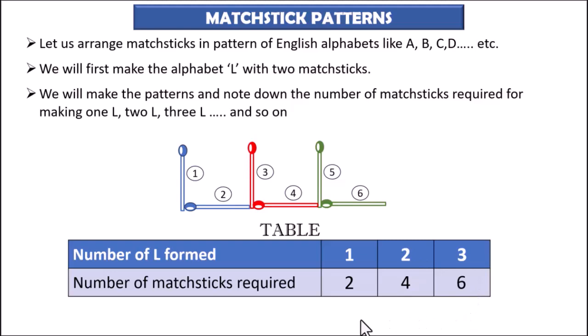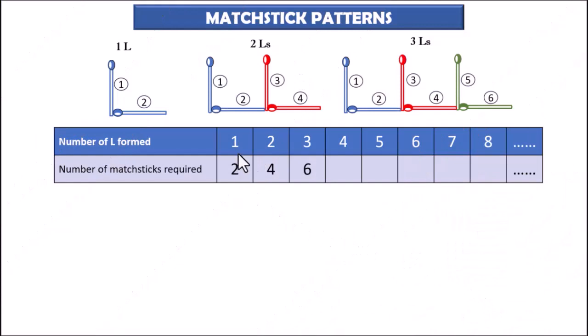Now we will analyze these results. We have seen that for making 1L we need 2 matchsticks, for making 2L we need 4 matchsticks, and for making 3L we need 6 matchsticks. Now how do we find out how many matchsticks we will need for making more L's? So can you see any similarity here?